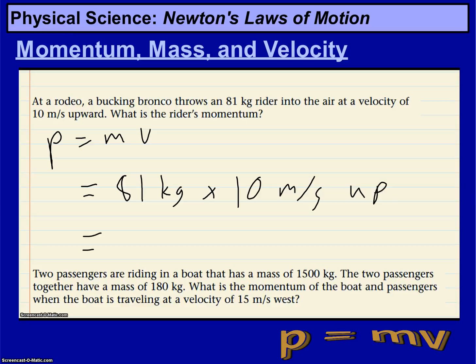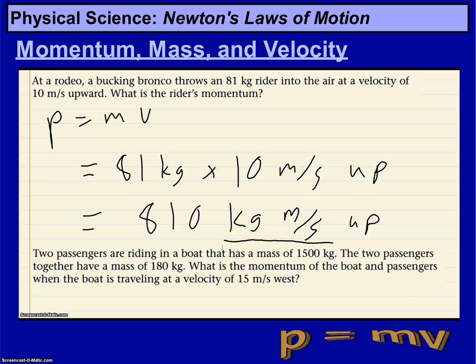Get out your calculators if you need them. Personally, I don't think you need them on this one. You should find the answer is 810, and this is where the units come in: kilogram meters per second, up. Momentum, for some reason, doesn't have any specific units. They just simply use kilogram multiplied by meters per second.